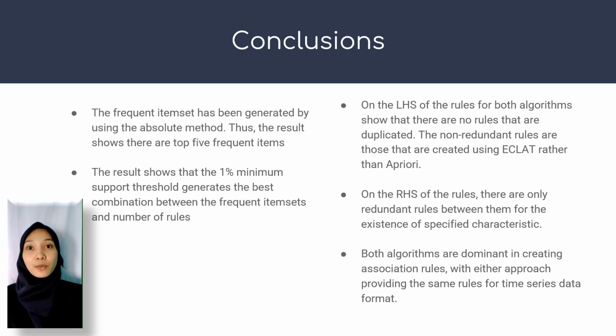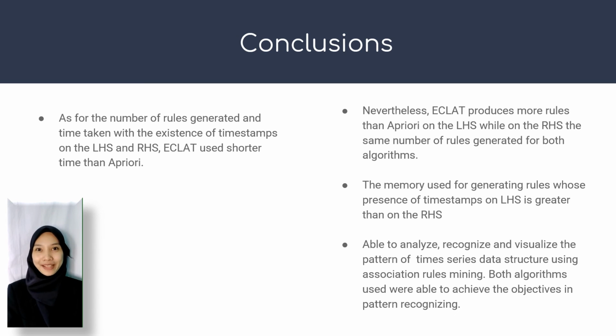Both algorithms are dominant in creating association rules and providing the same rules for the same time series data format. For the performance, on the number of rows generated on the left-hand side and the right-hand side, Eclat uses shorter time than a priori for both sides. Nevertheless, Eclat produces more rows than a priori on the left-hand side, while on the right-hand side, the same number of rows are generated for both algorithms.